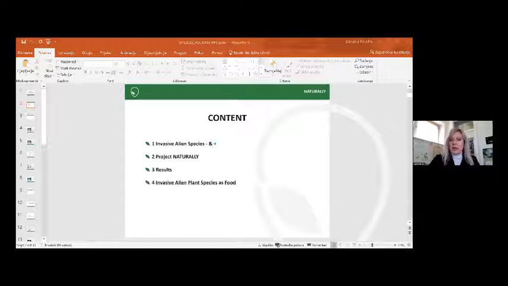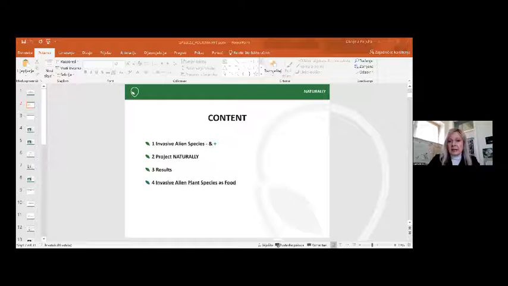Let's start with the general information about invasive alien species. An invasive alien species is any species that is not native to that ecosystem and is capable of propagating itself, whose introduction causes or is likely to cause harm to the environment, economy, or human health. We all know that invasive species are a global threat to biodiversity. They displace native species, affect ecosystem processes and functioning, and cause substantial economic losses.